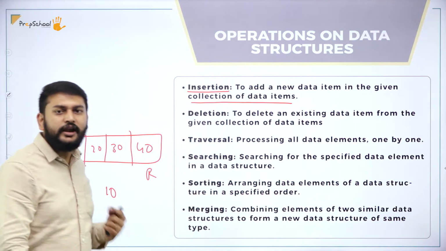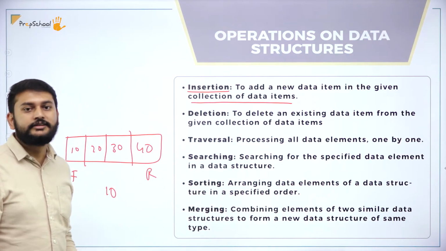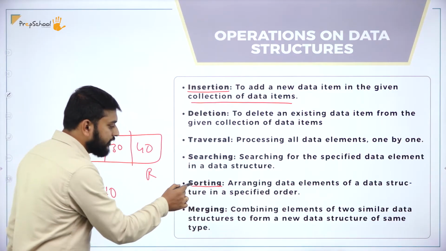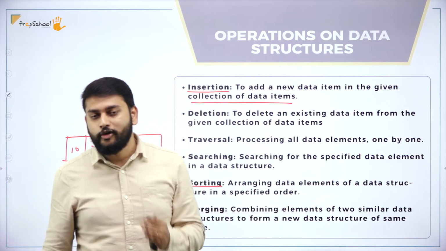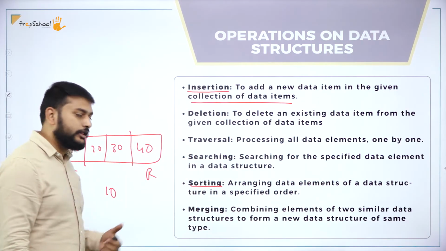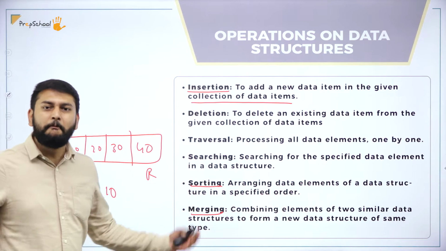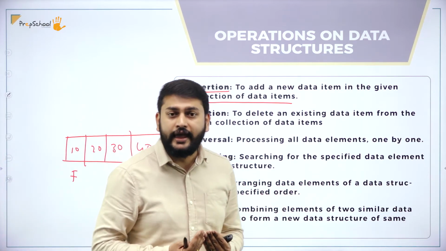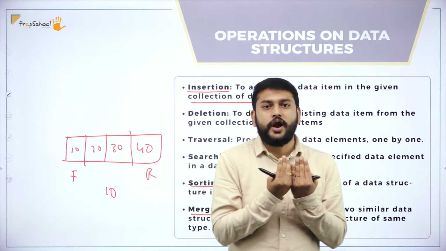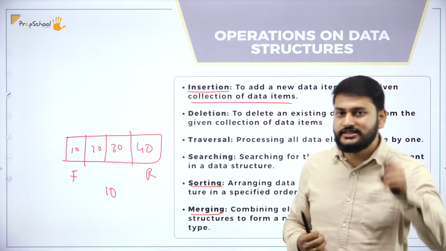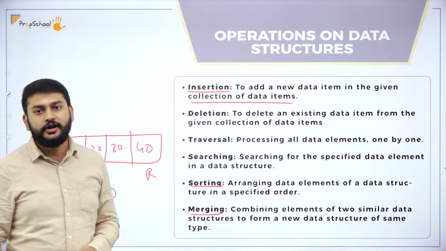I want to simulate and explain rather than reading the definitions for all of you, that's the reason I'm not reading all the definitions. What is the meaning of sorting? Sorting means arranging the elements either in ascending or descending order. I can also perform sorting in the data structure. I also have merging. Merging means combining. If I have two linked lists or two queues, I will be able to join them. That is what I call merging. These are the different operations that I can perform on the data structure.